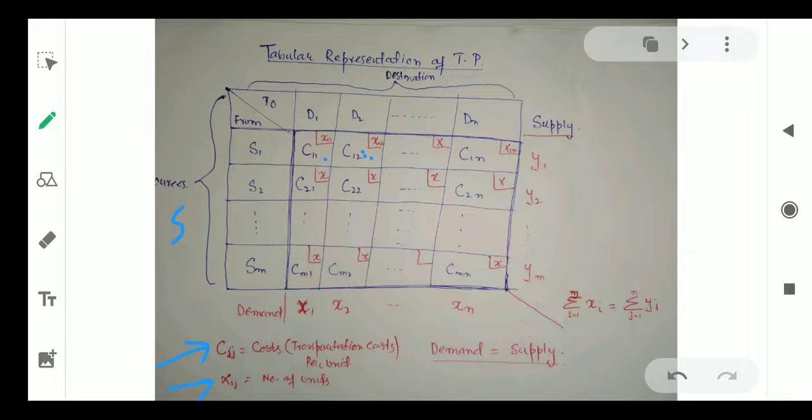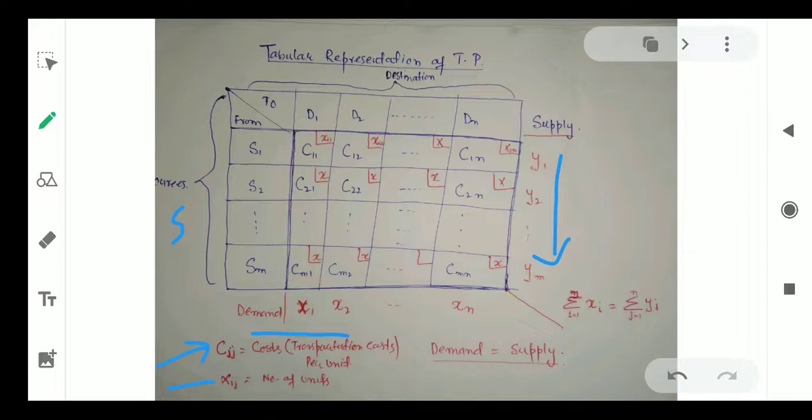And here in the corner, written in red, are X11, X12 up to Xmn. This is simply what we need to find out in our transportation problem. Xij is the number of units which we are going to transport from this particular route. And supply is given as S1, S2 up to Sm, and demand is given by D1, D2 up to Dn.